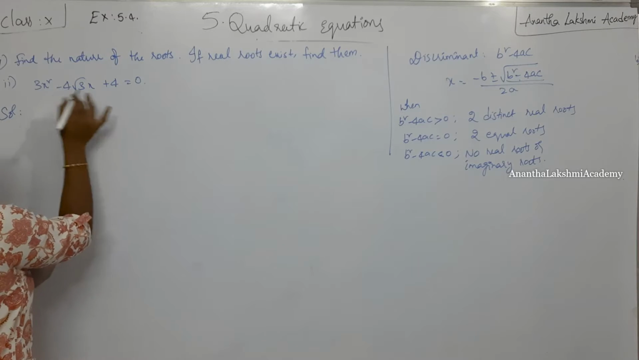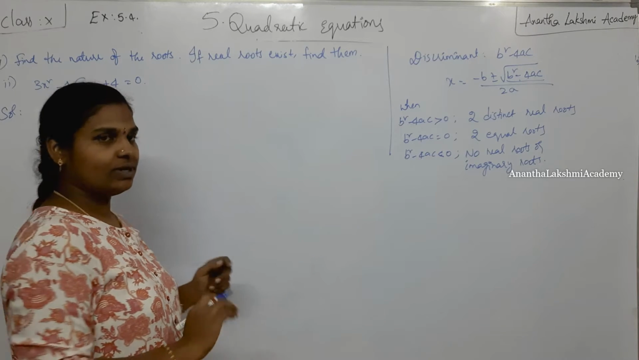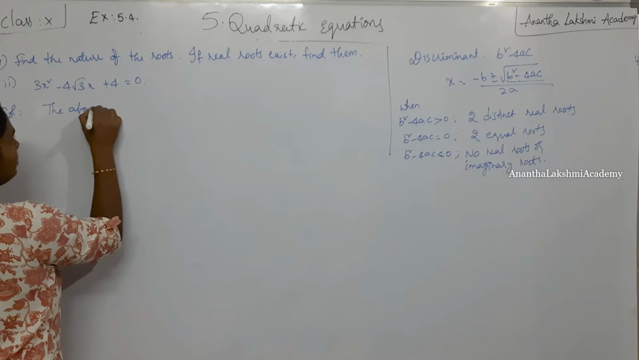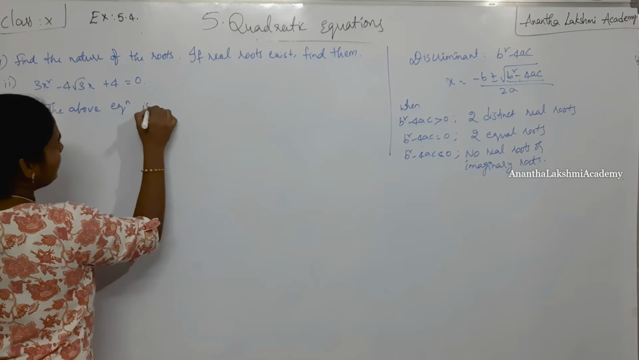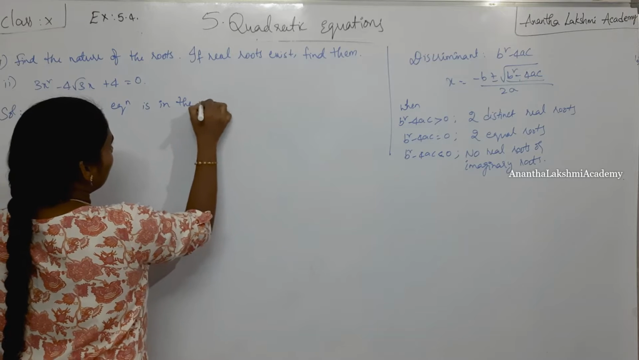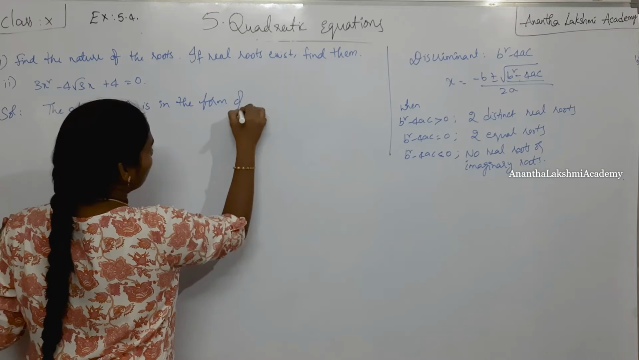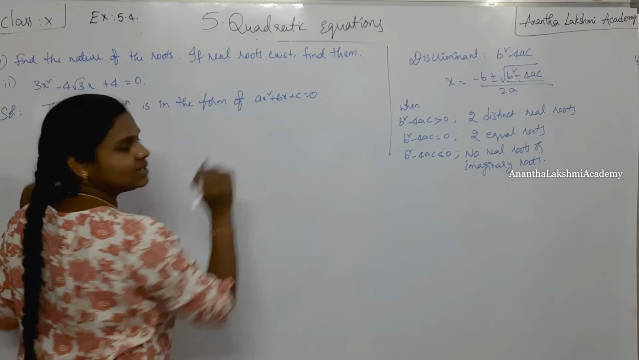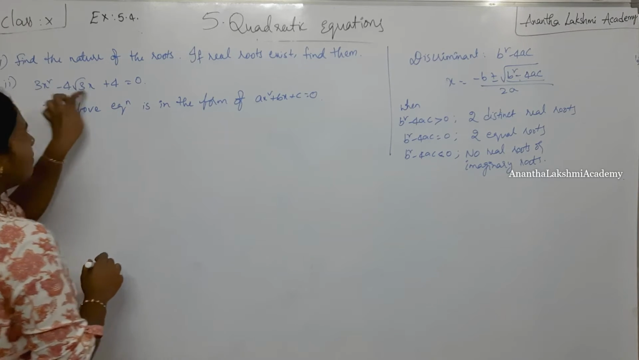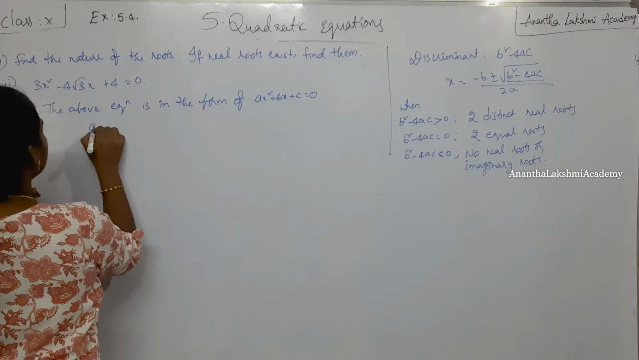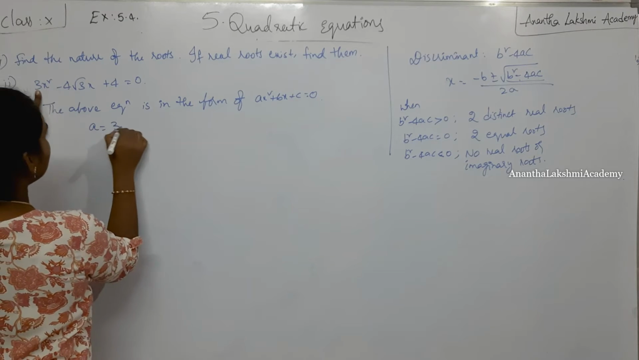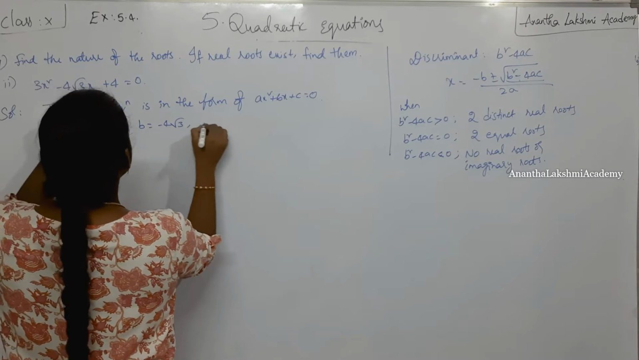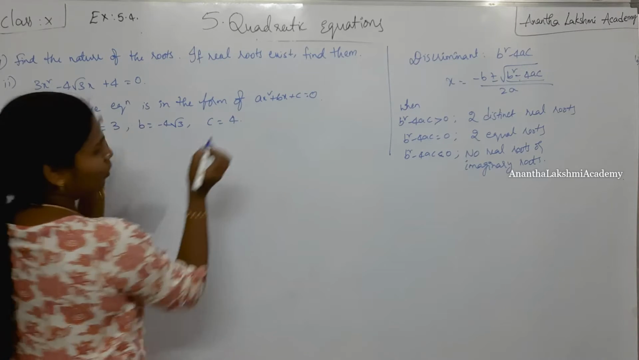What is given? 3x square minus 4 root 3 x plus 4 is equal to 0. So let us write this as the above equation. The above equation is in the form of what? ax square plus bx plus c is equal to 0. How do we figure out a, b and c? So let's write: a is equal to 3, b is equal to minus 4 root 3, and c is nothing but 4.